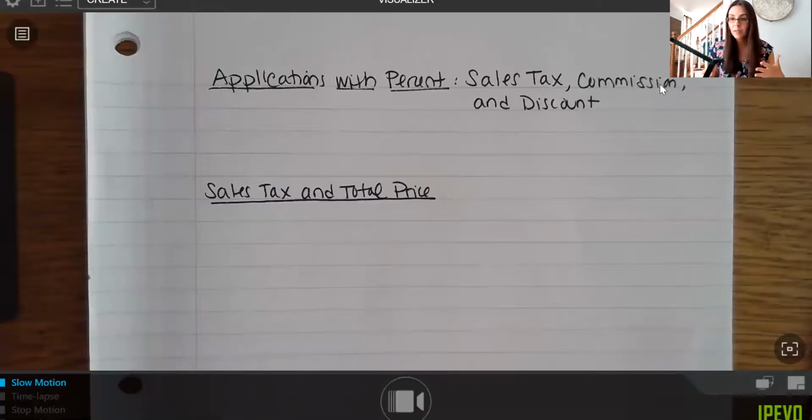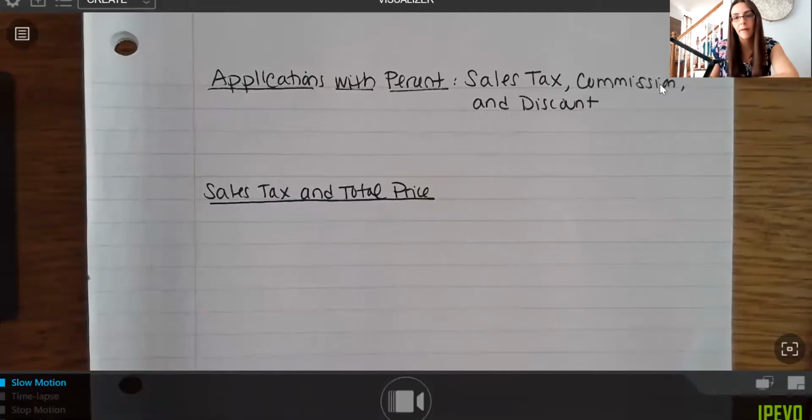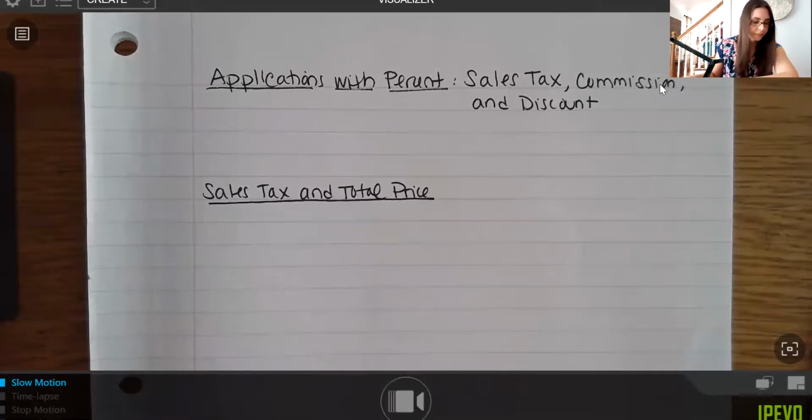Even with different towns, there could be slight changes in the sales tax if you were at different restaurants and things like that. So it does get a little bit tricky, but the way we calculate it, once you know the sales tax amount, is all the same. So even though the percent may vary from town to town or state to state or item to item, the calculation is going to be the same.